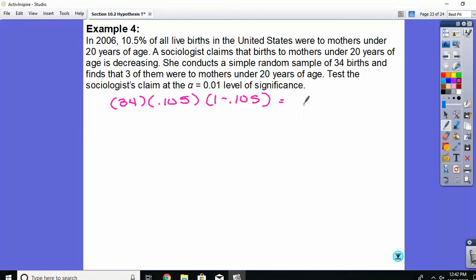When I do that, I get 3.195. That is not greater than 10. So this is not normal. Okay, so that means we are going to still do our hypothesis test, but we're going to have to use the binomial to do that.